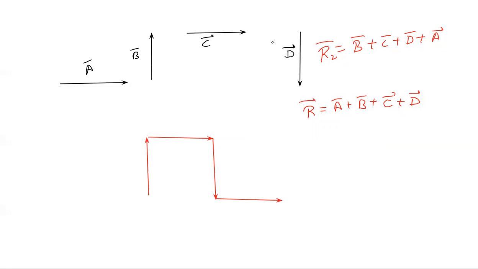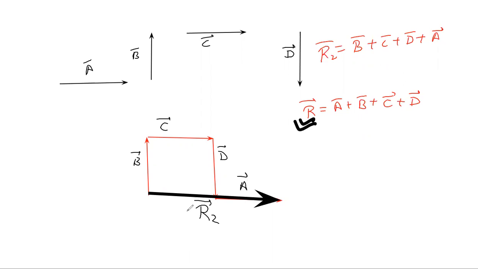So if we want to draw the resultant, we take the resultant in this way. So this is the resultant R2. See, R and R2 both have the same direction and the same magnitude. So this is the vector B plus C plus D plus A. So R vector equals R2 vector.